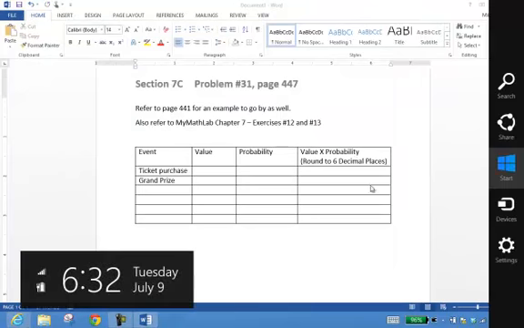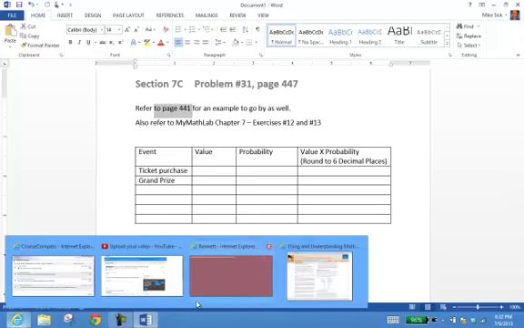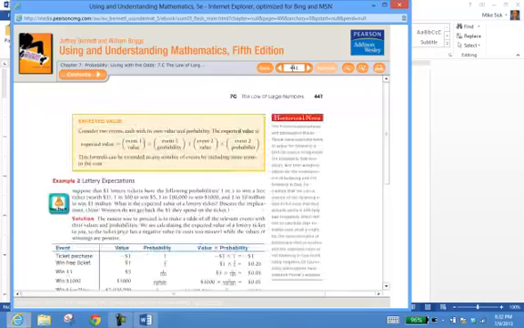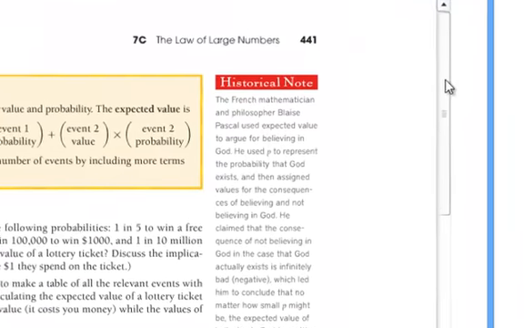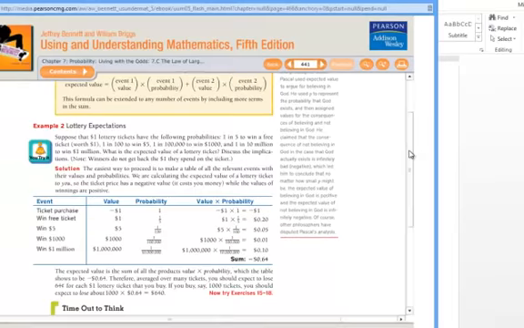Again, page 447, problem 31 and problem 32. If you want to refer to an example in the book, you can also go in and look at page 441 and look at an example in the textbook. And again, because a lot of people are very visual learners, I want to go to page 441 in this ebook and let you see where it is. It's right there.